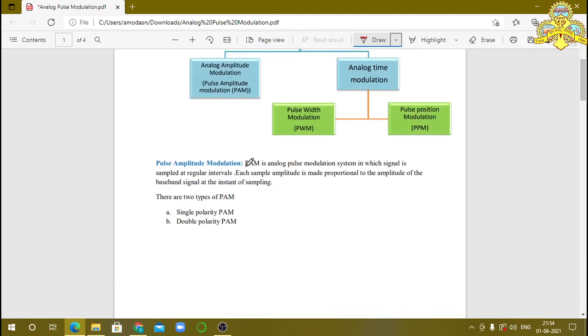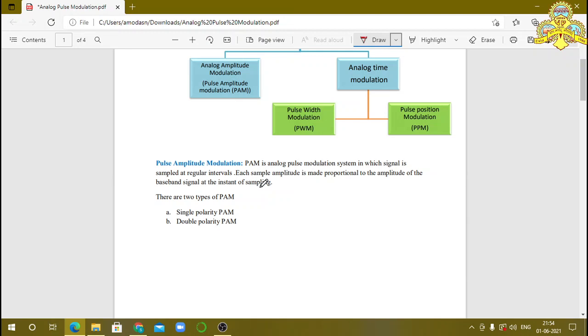Now the first one is pulse amplitude modulation. Here the amplitude of the pulse varies with respect to the amplitude of the modulating signal. PAM is an analog pulse modulation system in which the signal is sampled at regular intervals. Each sample amplitude is made proportional to the amplitude of the baseband signal, that is the modulating signal, at the instant of sampling.